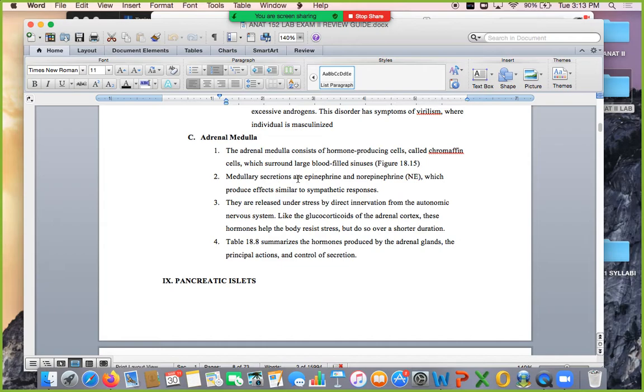These are going to be your adrenaline, and these are going to produce the sympathetic responses, produced in response to sympathetic pathways. They're going to have effects that are going to be secreted into the bloodstream. So they're going to be released under stress from the autonomic nervous system, and they help the body resist stress a little bit over a short duration, but they're not going to be good for you to be secreting on longer terms or longer frames of time.